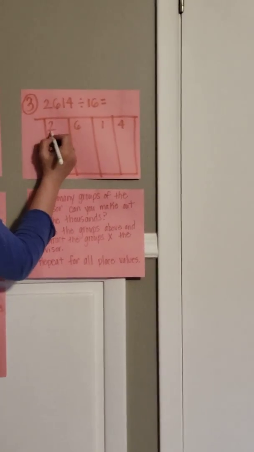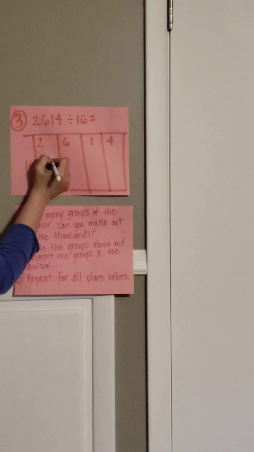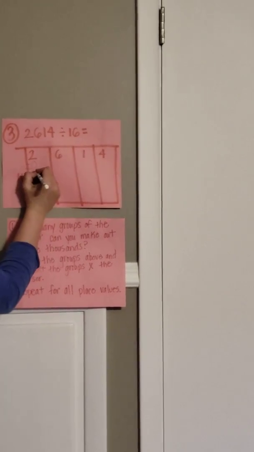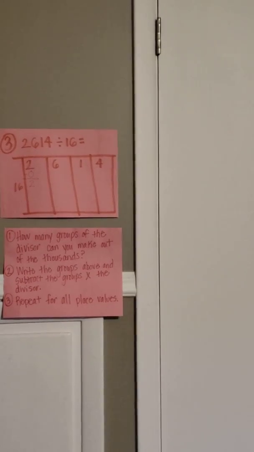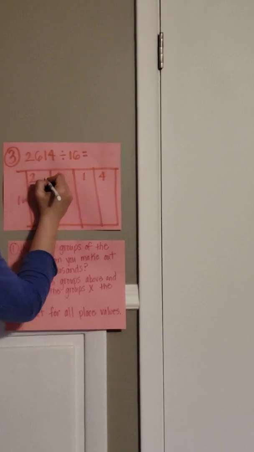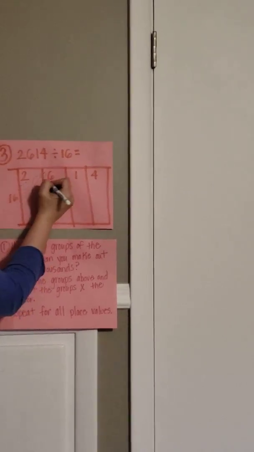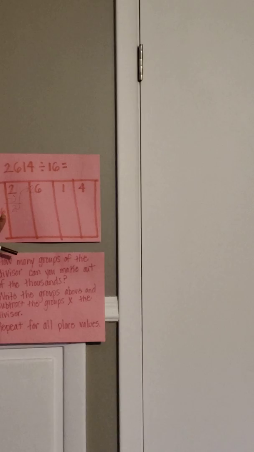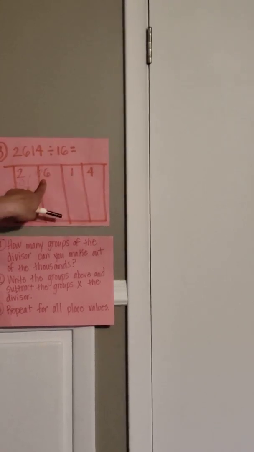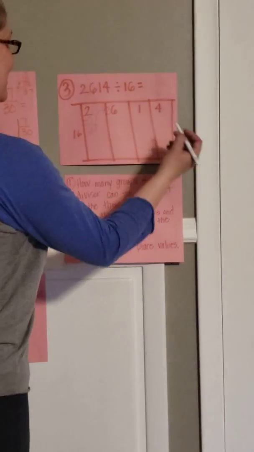Okay, I can't get any out. So I have a 2. Let's hope, right? I move this 2 up here. 26. I think it's 62. I think I got it right. How many 16s are in 26? 1.